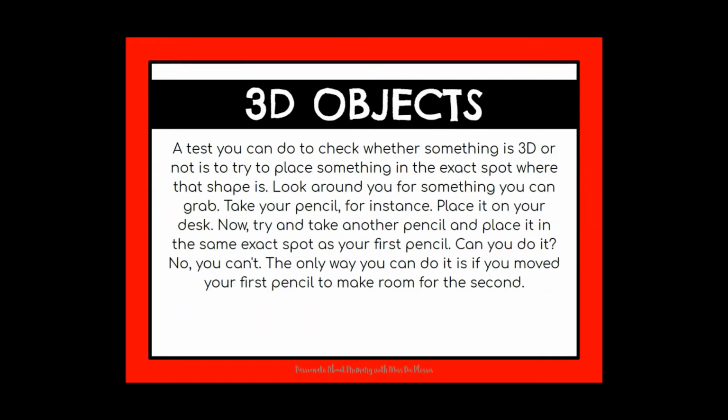A test you can do to check whether something is 3D or not is to try to place something in the exact spot where that shape is. Look around you for something you can grab. Take your pencil, for instance. Place it on your desk. Now, try and take another pencil and place it in the same exact spot as your first pencil. Can you do it? No, you can't. The only way you can do it is if you moved your first pencil to make room for the second.